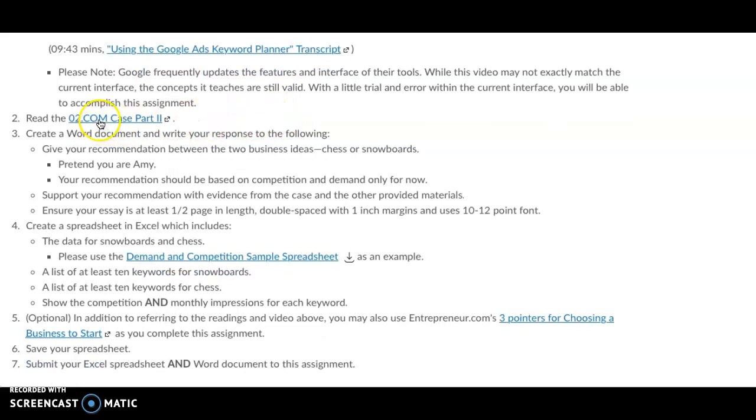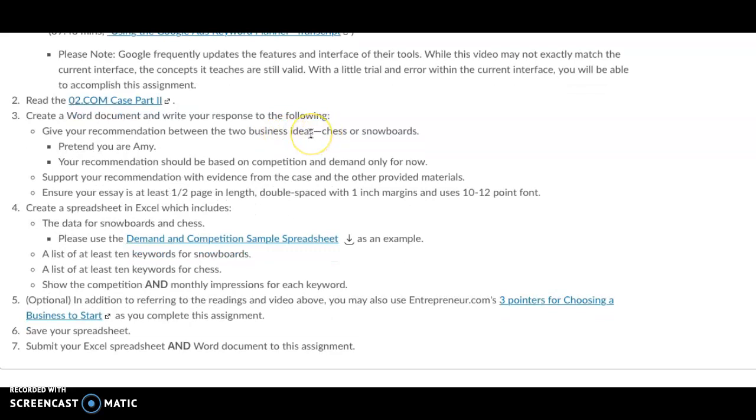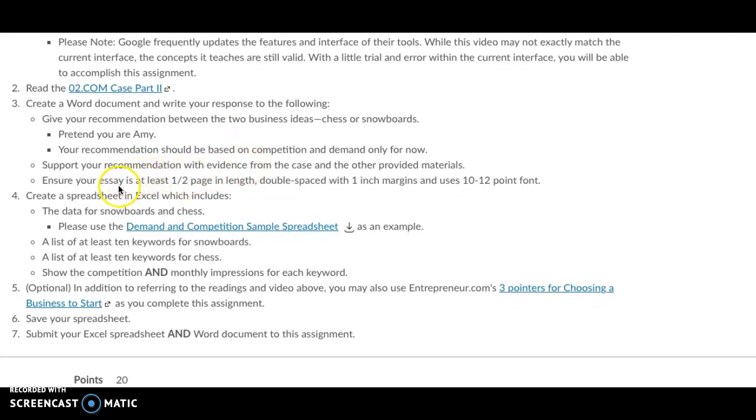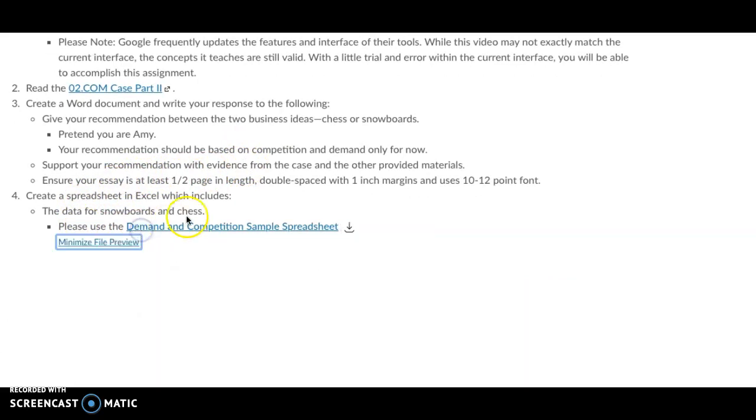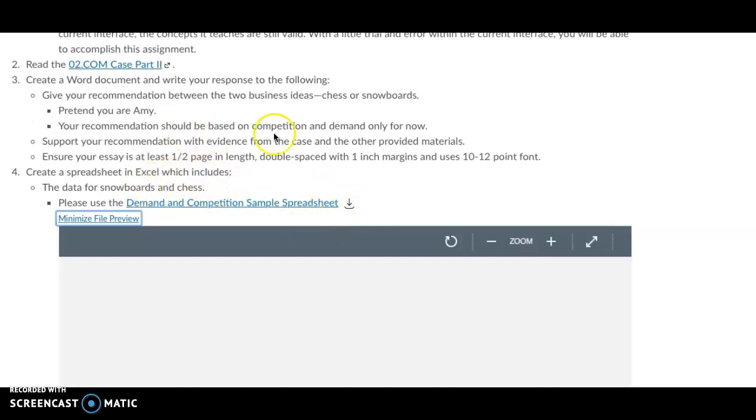So you'll be studying the case of the online business part 2. This is substantially similar in construct to your other business case that you studied for your last assignment. It's just a continuation. You'll take on the role of Amy this time. You'll make a recommendation, and you'll submit your recommendation based on the data. Now, you do need to pull data from the Keyword Planner in order to make your recommendation. You will also fill out this demand and competition spreadsheet.